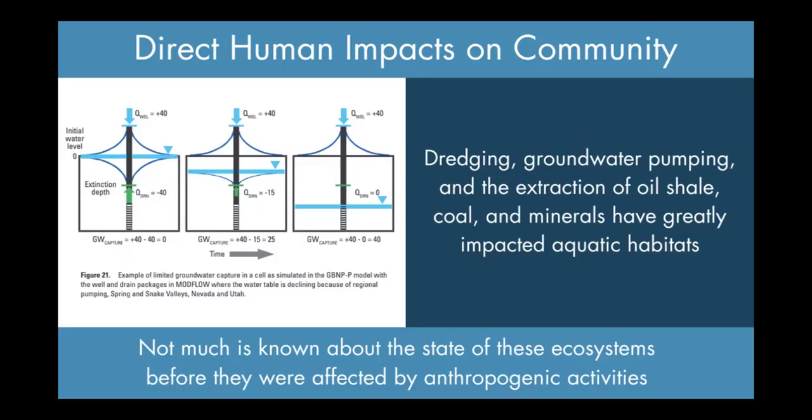The diagram shows a dropping water table due to groundwater pumping in the Spring and Snake Valleys of Nevada and Utah. Some research is currently being done on human impacts and consequences in this region, but one issue with the Great Basin region is the lack of historic data. Not much is known about the state of these ecosystems before they were affected by anthropogenic activities, and this makes it difficult to determine exactly how much damage has been done and what has been lost.